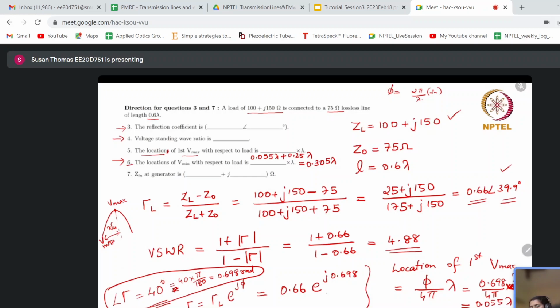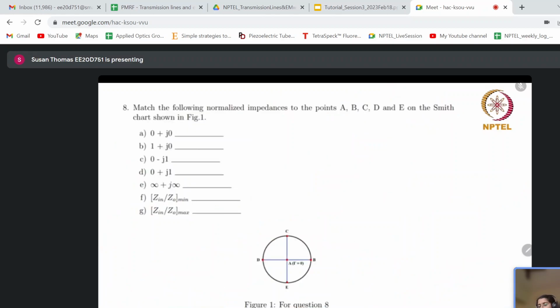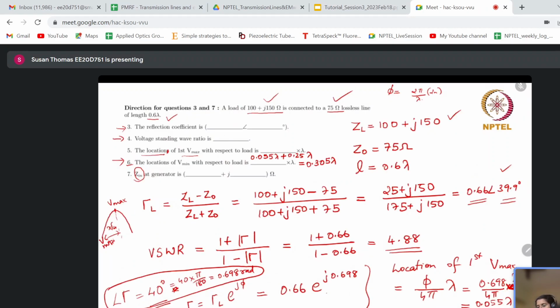Now let's see the last part of this question. Zin at the generator, so that is the input impedance. The question is on input impedance. We know the load impedance, we know the characteristic impedance, and also the length. So will you be able to calculate the input impedance? How do we do that?